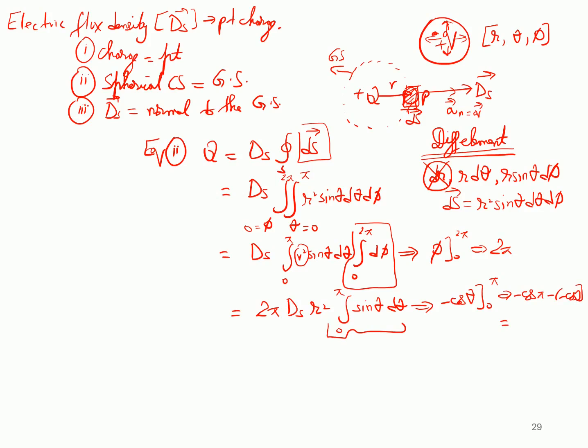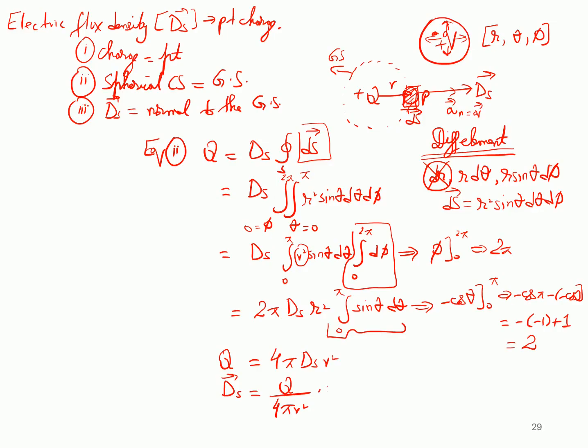So it comes out to be minus 1 minus, and this comes out to cos of 0 is plus 1. So this comes out to be 2. The equation now comes out to be 4 pi D_s r square, and that is basically the value of the charge. Since I am interested in finding the electric flux density, the value of electric flux density D_s on any closed surface is now equal to Q divided by 4 pi r square.